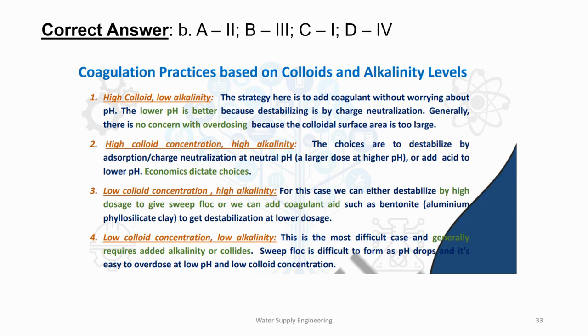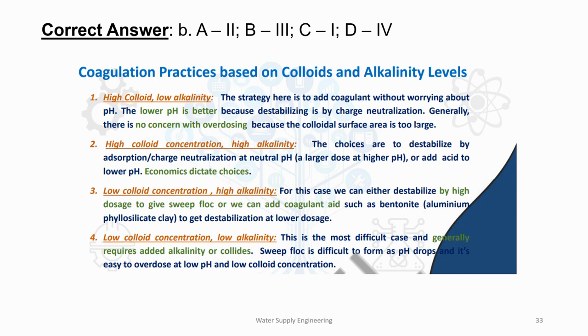Now coming to the third condition, that is low colloid concentration with high alkalinity. So in this case, we can destabilize by a higher dosage so that sweep floc formation occurs, or we can add bentonite, that is aluminum phyllosilicate clay, to achieve destabilization at a lower dosage.